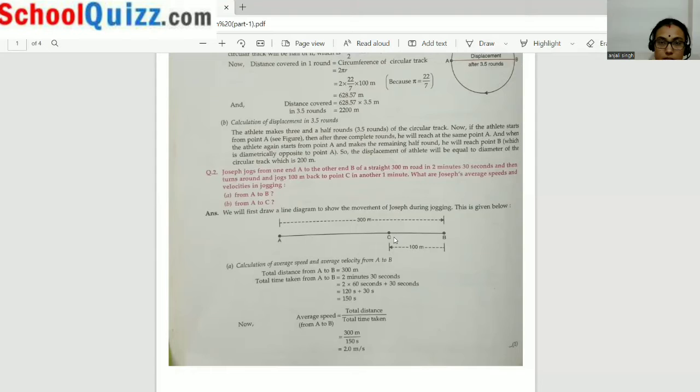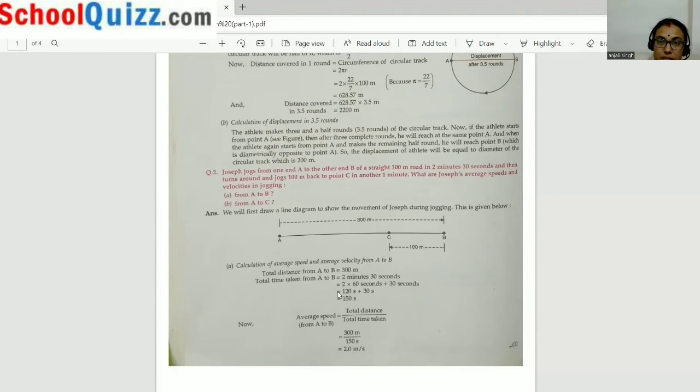Okay, that means the distance is 300 plus 100, back in another 1 minute. Here Joseph takes 2 minutes, and here it takes 1 minute. Clear? So what are Joseph's average speed as well as the velocity? Average speed as well as the velocity.